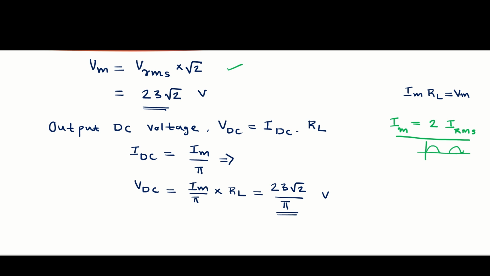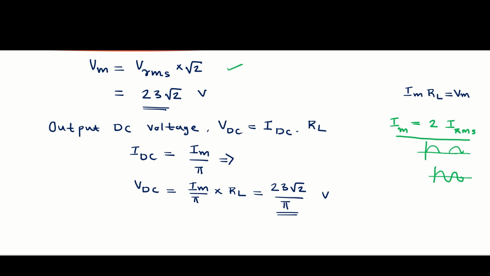But in this case, the voltages at the primary and the secondary are in sinusoidal form. For a sinusoidal waveform, Vrms is equal to Vm by root 2. Okay, hope all of you got the concept. So we got the output DC voltage is equal to 23 root 2 by pi.